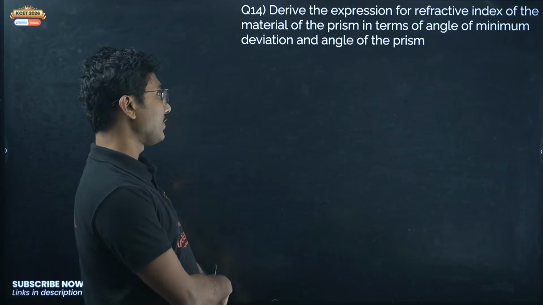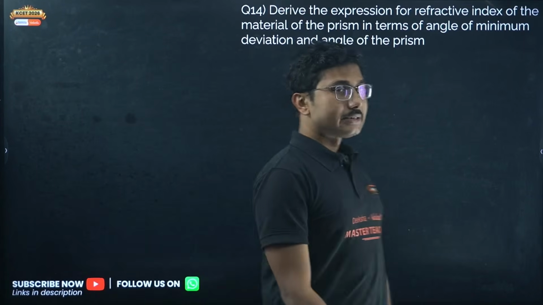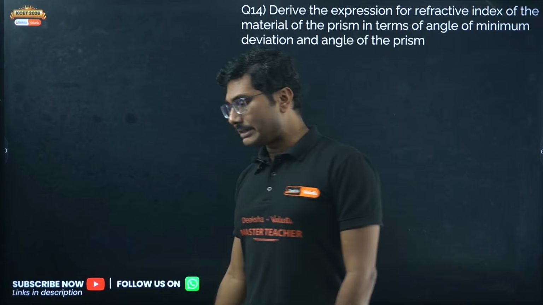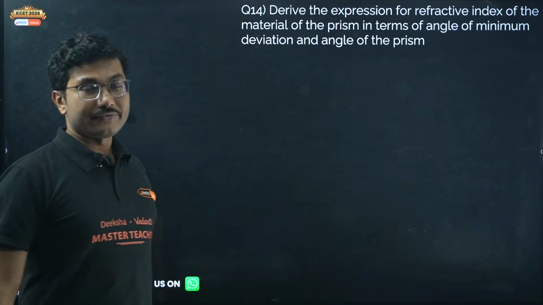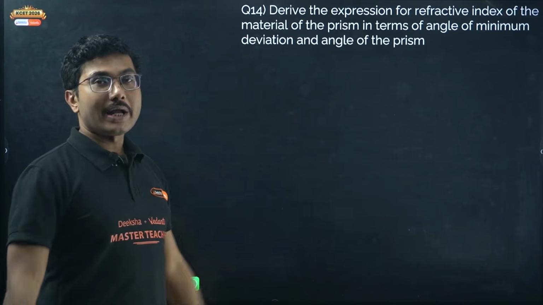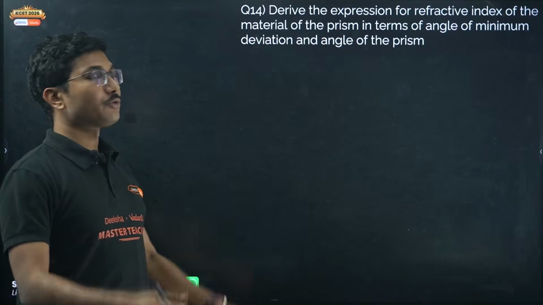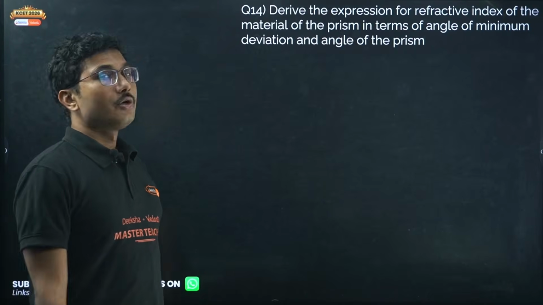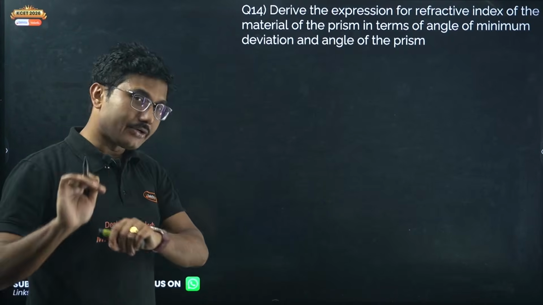Now let's move on. Derive the expression for refractive index of the material of the prism in terms of angle of minimum deviation and angle of the prism. So this is the second derivation that I recommend. Now in this derivation, geometry is very tricky. So how can you avoid the geometry? First of all, you have to draw a lot of diagrams also, but geometrical derivation is not required.